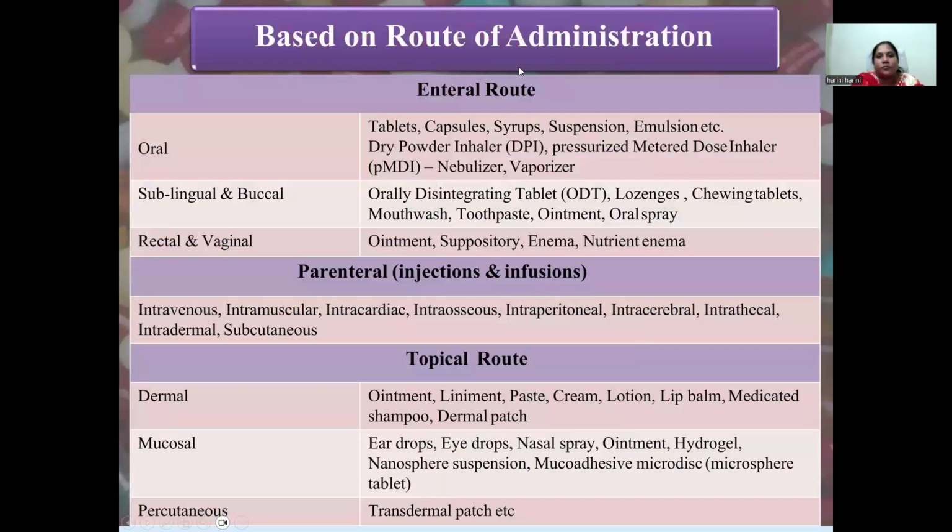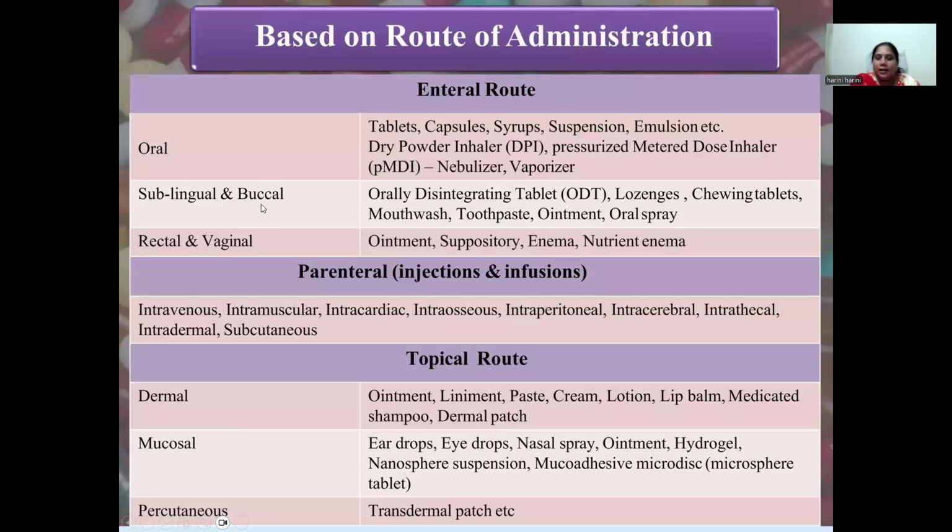So coming to the route of administration, enteric route oral, as I've said, tablets can be taken orally, capsules, and the syrups, suspensions, emulsions, and dry powder inhalers, metered dose inhalers, nebulizers. These three come under vaporizers. These four come under the preparations which are inhaled orally, especially for asthmatic patients. Nebulizer, you're very well aware of this. Even small kids are using nebulizers nowadays to clear their respiratory tract. So all this comes under asthmatic attack. During the asthmatic attack, we'll be using dry powder inhalers, pressurized metered dose inhalers, nebulizers, and vaporizers.